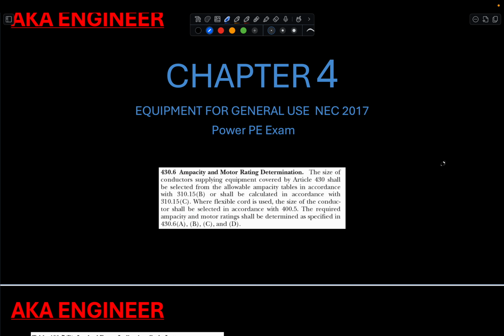For chapter 4, I think the takeaway here is understanding the ampacity in the motor rating determination. One of the most common things we will see all the time here are the tables that must be referenced as you search and maneuver through chapter 4. I think one of the main ones is really 310.15(B), but we'll go through the list.